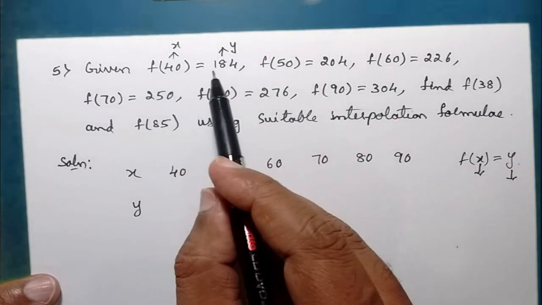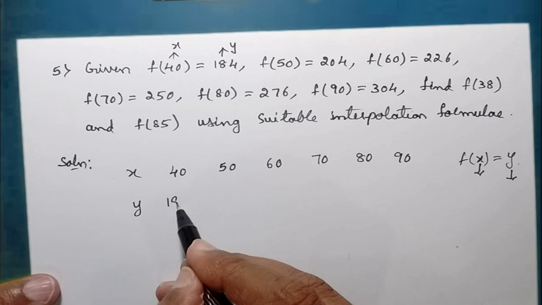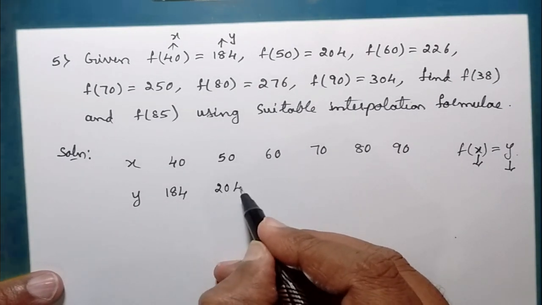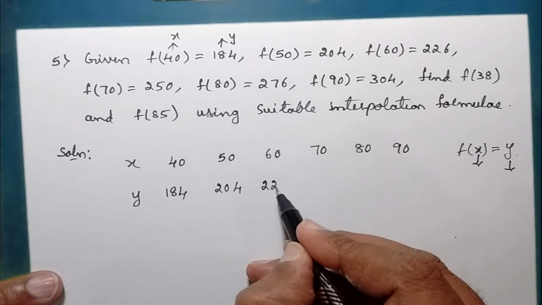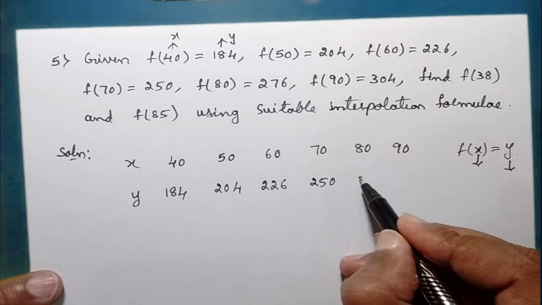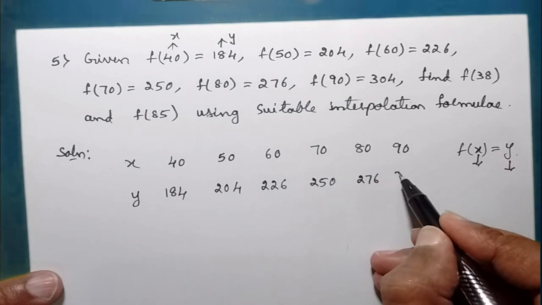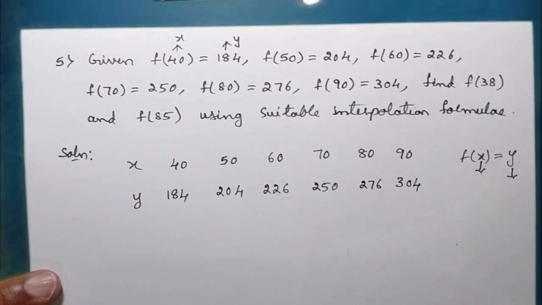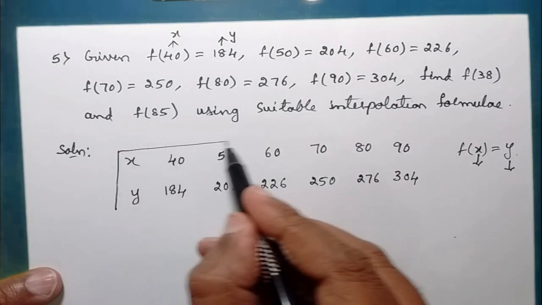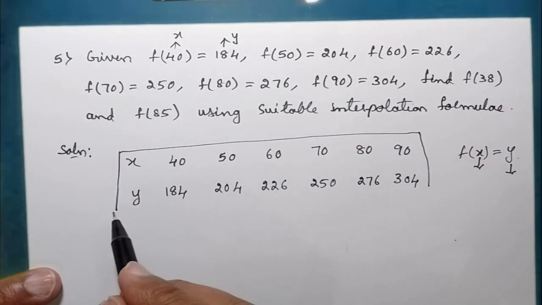So for 40, what is the value of y you are having? 184. Next for 50, how much you are getting? 204. For 60 it is 226. For 70 it is 250. For 80 it is 276. For 90 it is 304. So values of x and y are given. So I'll just put in the form of the table over here.